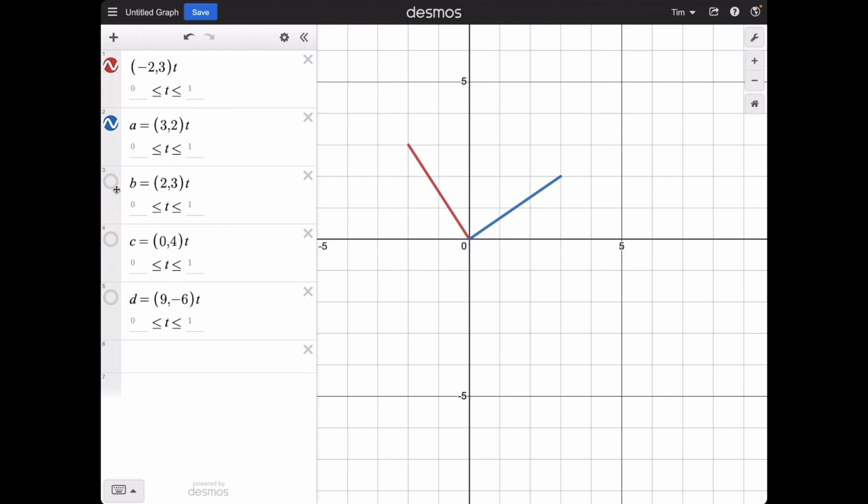None of the other vectors were perpendicular. So here's the vector b, 2, 3, doesn't quite form a 90-degree angle. 0, 4, nope, that's not 90 degrees. 9, negative 6, again, not perpendicular. So the only vector here that actually forms a 90-degree angle, the only orthogonal vector, is 3, 2.